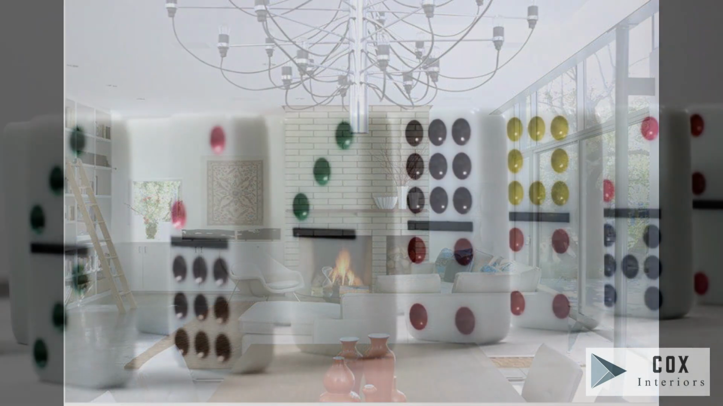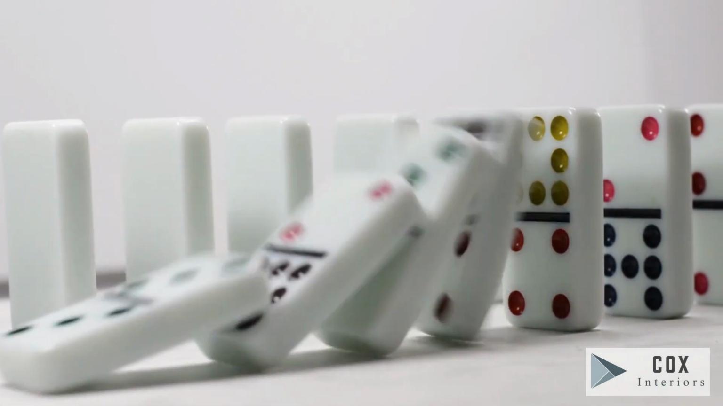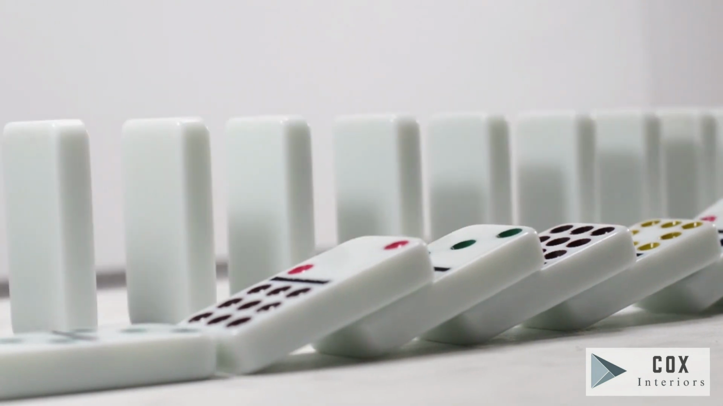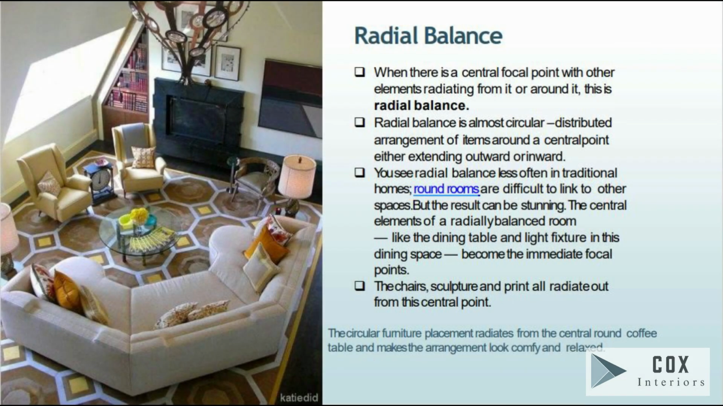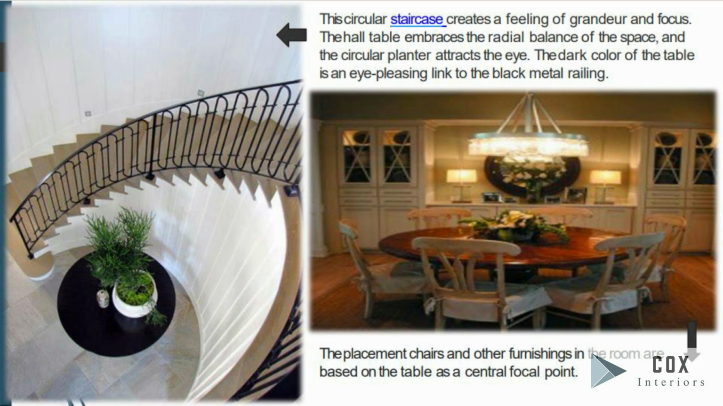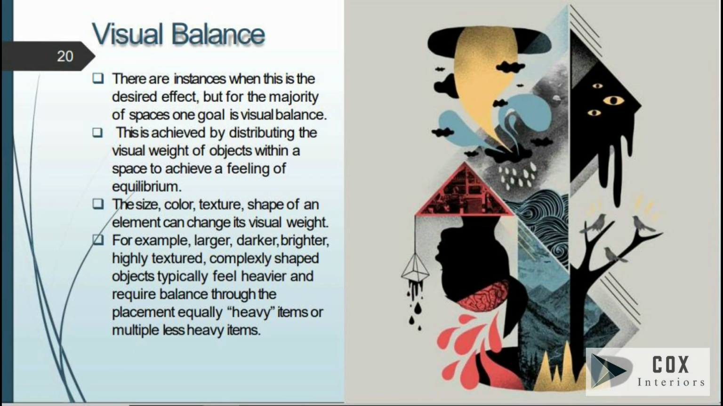Another way to achieve balance in interior design is through the use of color, texture, and pattern. Colors can create a balanced visual palette, while textures and patterns can be used to create a sense of harmony and cohesiveness throughout the space. Radial balance is a type of balance in which design elements radiate out from a central point, creating a circular or spiral pattern. This type of balance is often used in circular spaces such as round rooms, staircases, or when designers want to create a focal point at the center of a room.